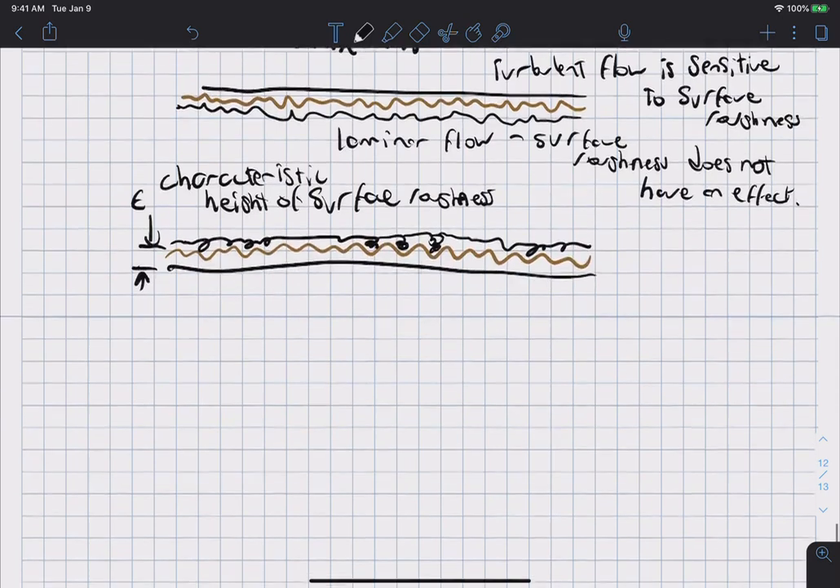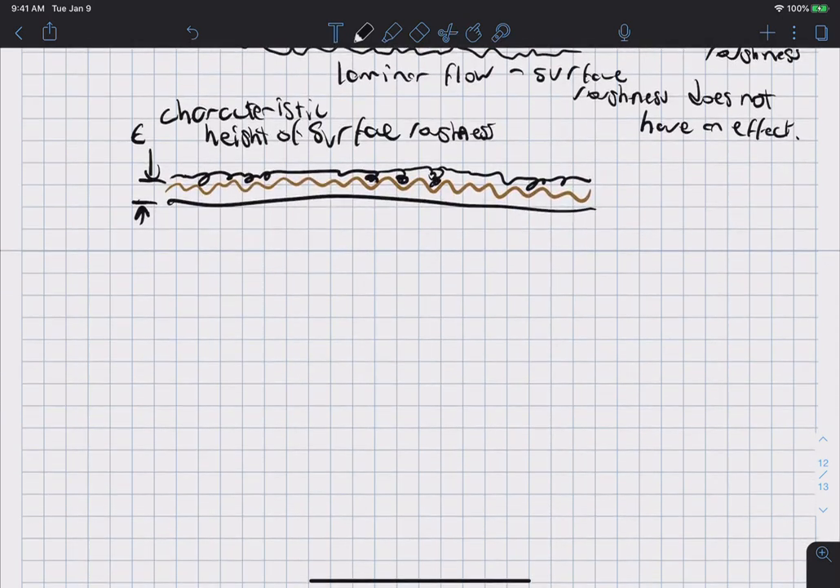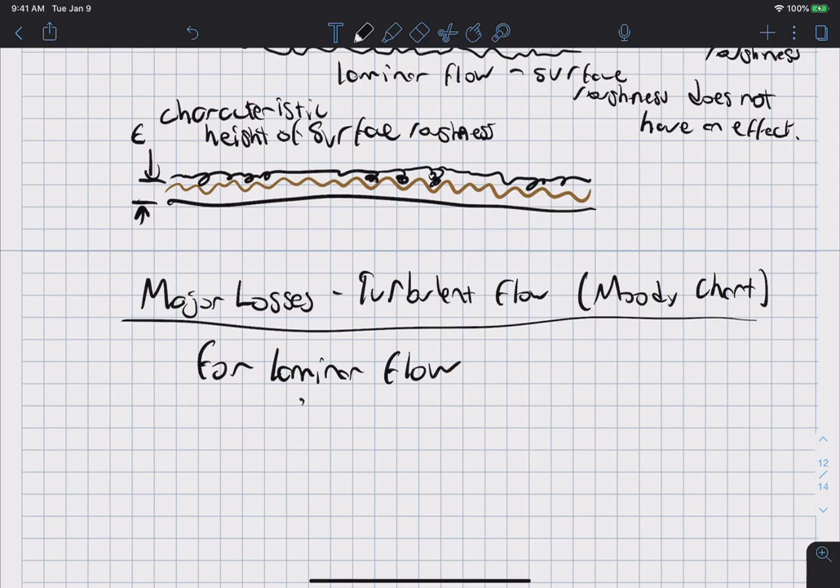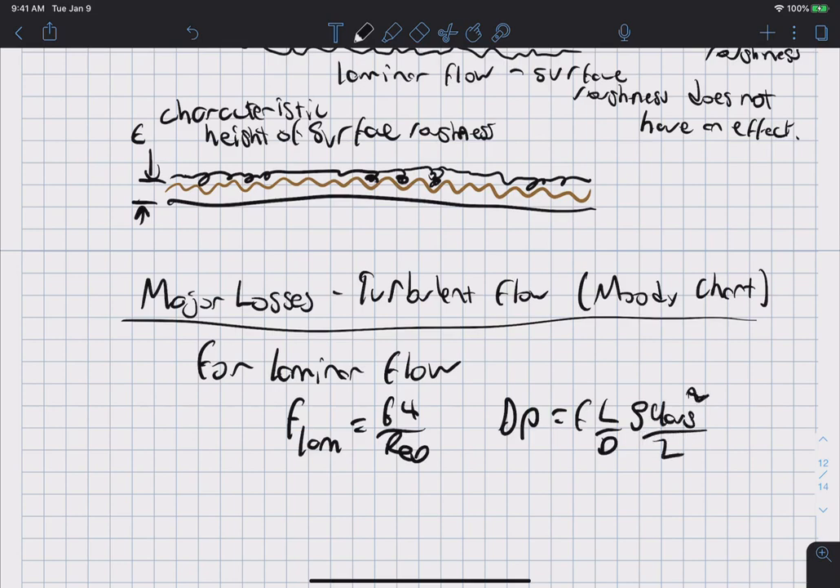Now the major losses for turbulent flow, which is the Moody chart. For laminar flow, we found that the Darcy friction factor, f lam, was just 64 over Re d, and delta P for the major flow losses was f times L over d times the dynamic pressure. And that's really bad writing, so we'll fix that.